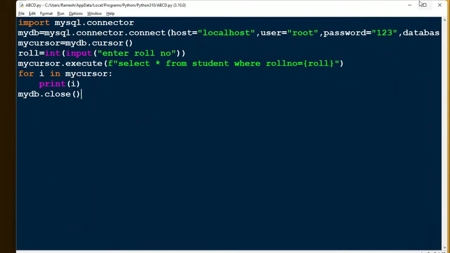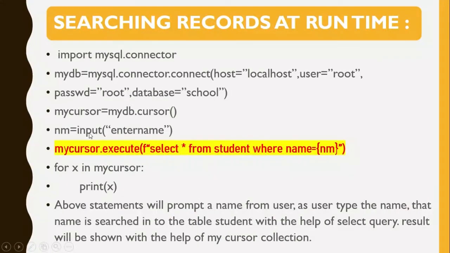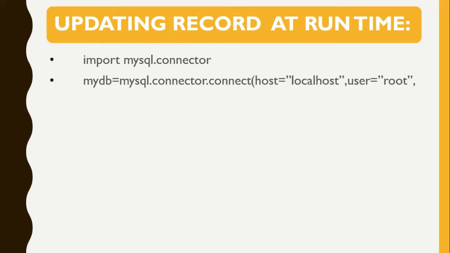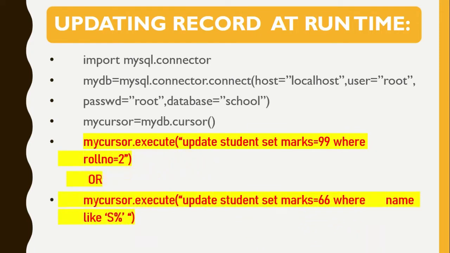Okay, so I hope this point is clear to you. Now we will move to the next slide, updating record at runtime. Again, I will import mysql.connector, then I will establish the connection, then I will create my SQL cursor, then I will execute the query.